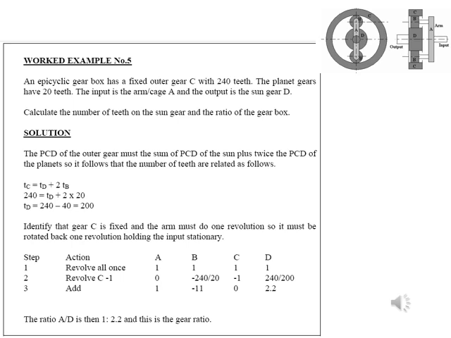Then you can add up all these columns. Column A, 1 plus 0 is equivalent to 1. Column B, 1 plus minus 12, which is equivalent to minus 11. And then C, 1 plus minus 1 is equivalent to 0. D is equivalent to 1 plus 240 divided by 200, which is 2.2. So the ratio for gear A towards gear D, or A/D, should be 1 to 2.2. So that is the gear ratio in this case for the epicyclic gears.